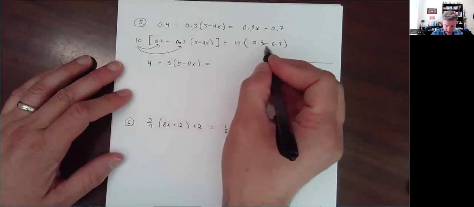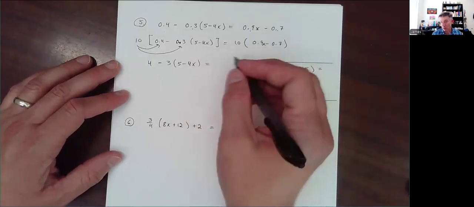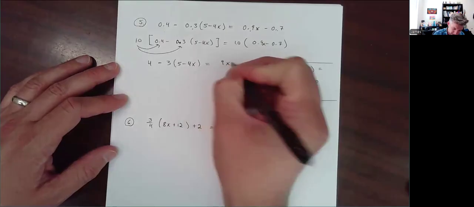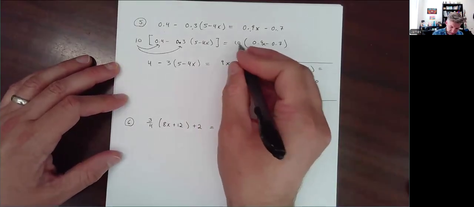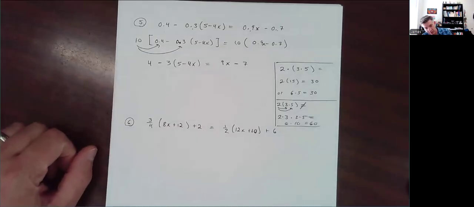10 times 0.9x, it's not 10 times 0.9 and 10 times x, it's just 10 times one of them. I'm going to say that 10 times 0.9 is 9, and then we still have to multiply by x. Similarly, 10 times 0.7 is 7. And now this is much easier to deal with.